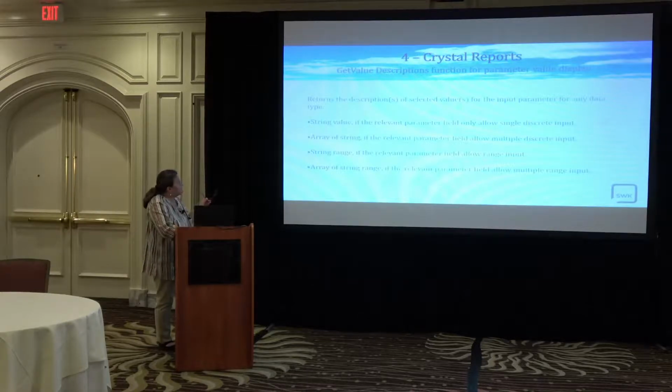The other thing that's available too is parameters. When you set up selections during your Crystal reporting, you never really used to be able to print the descriptions easily. Now it has the get value descriptions option available, where you can go in for any data type and it will print a value if you select discrete, an array if you select multiple, range, or an array of string range.